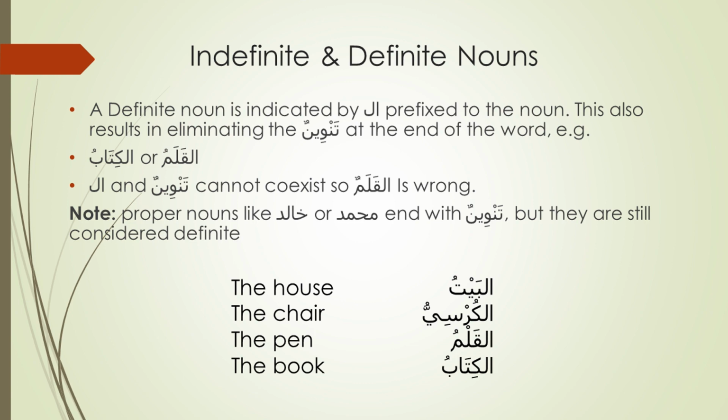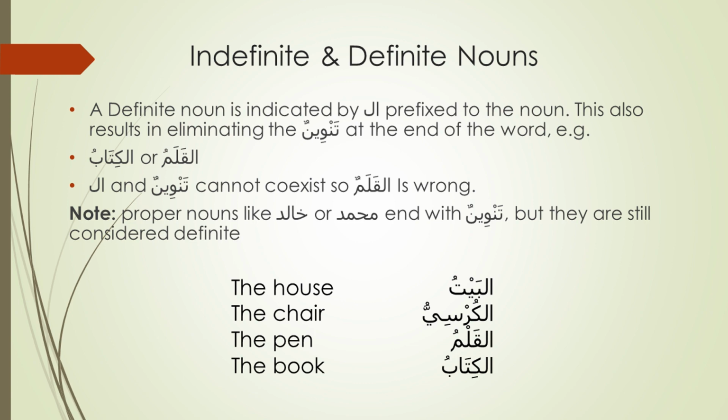And remember that the alif and lam and tanween, they do not come together in one word. It's either one or the other. So we can't say al-qalamun. Al-qalamun is wrong. It has to be al-qalamu or qalamun.